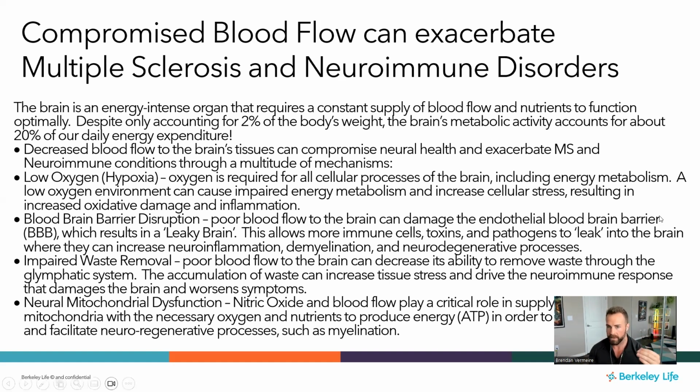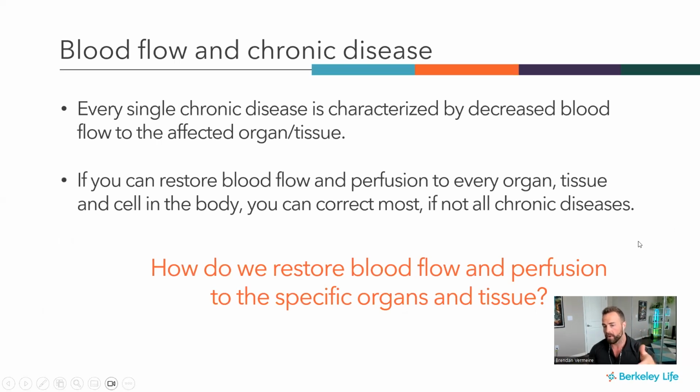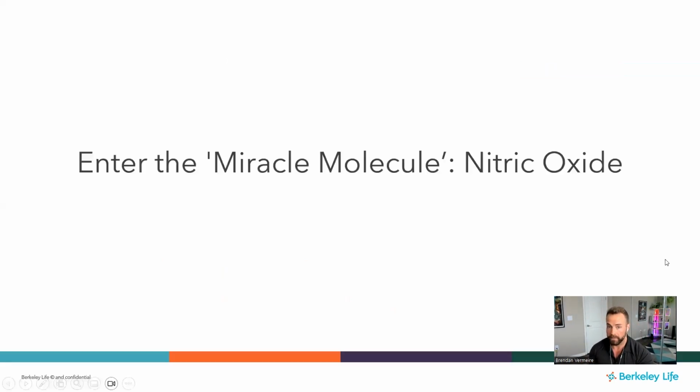So we have to be thinking about, how do we restore optimal blood flow in the context of this conversation, specifically to the brain and central nervous system, so we can supply it with the oxygen, the nutrients, the immune cells, the hormones, the metabolites, so that it can properly feed the neurons and the oligodendrocytes, and we're able to remyelinate our nervous system more effectively. Of course, multiple sclerosis specifically is a demyelinating autoimmune disorder. So this is all going to be exacerbated by compromised blood flow, as an example.